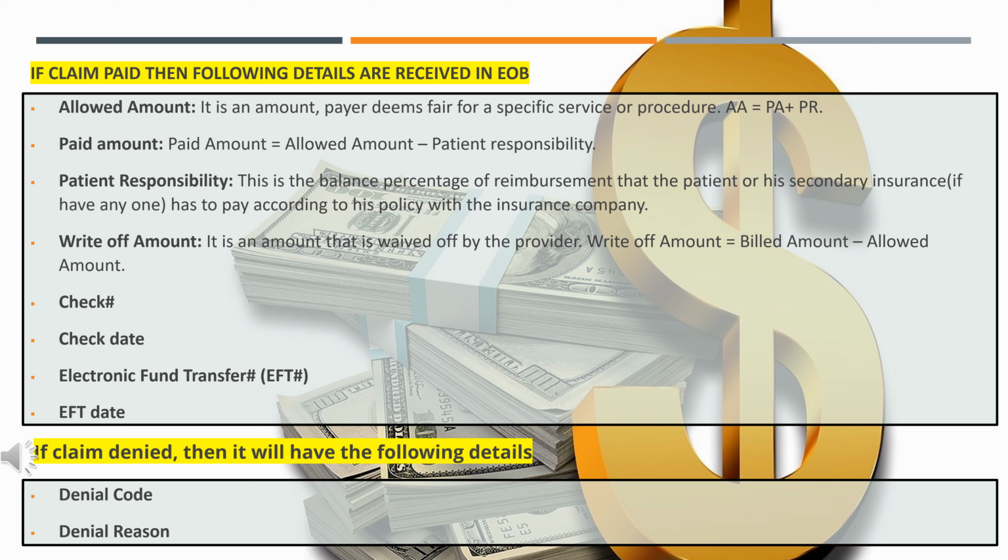Write-off amount. It is an amount that is waived off by the provider. Write-off amount is equal to billed amount minus allowed amount. Check number, check date, electronic fund transfer number, EFT number, EFT date. If the claim is denied, then it will have the following details: denial code and denial reason.